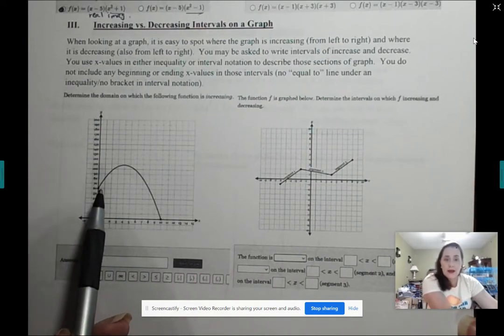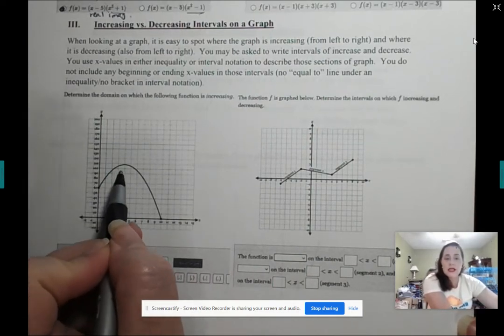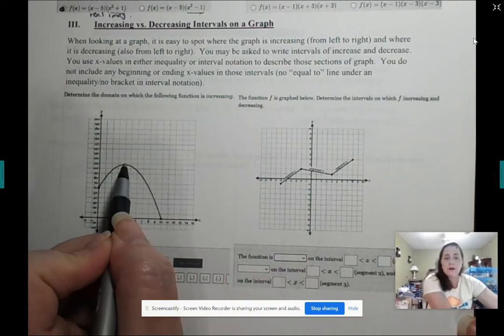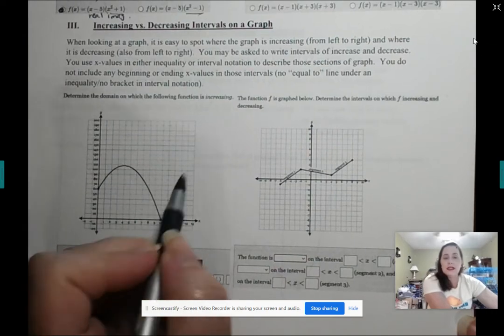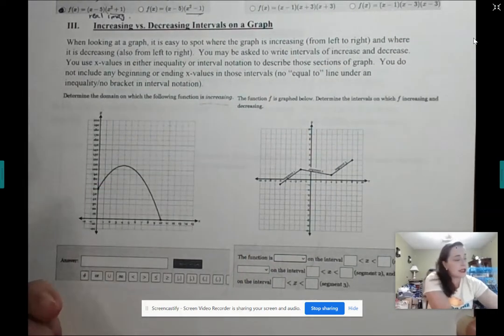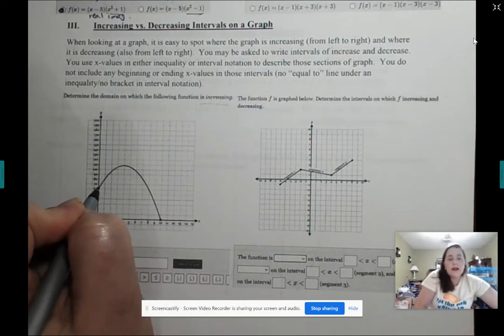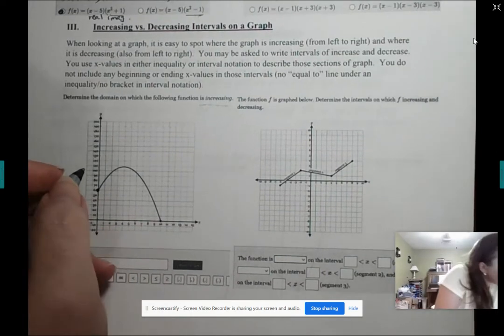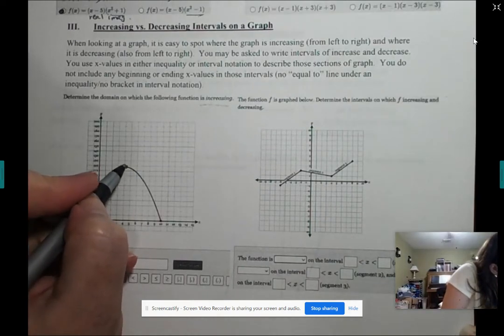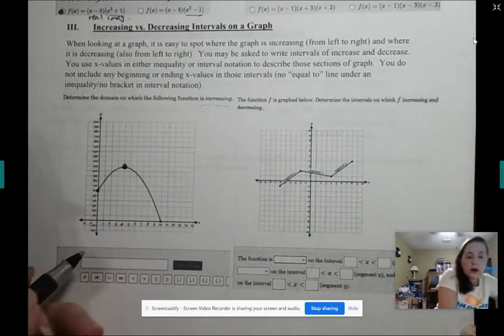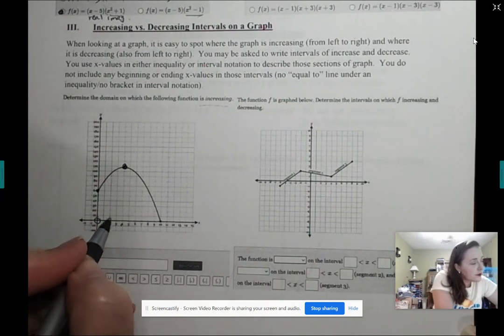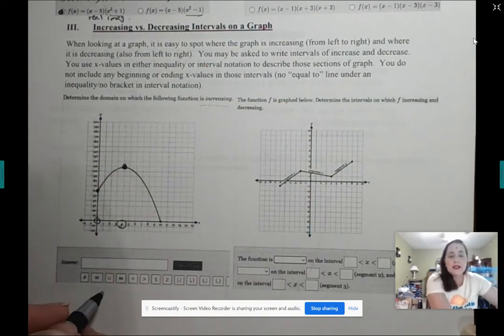So if we look at this graph, we see that from here to here, it's increasing, and from here to here, it's decreasing. This question is just asking for the increasing interval. So from this point where the x value is 0, to this point right here where the x value is 4. So from 0 to 4, this is an increasing interval.